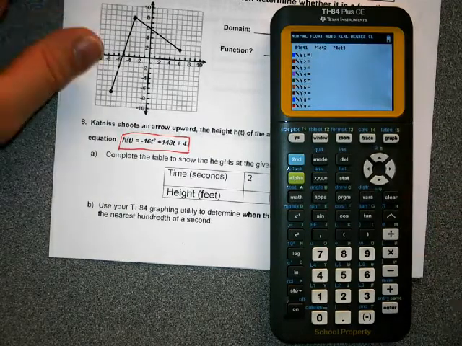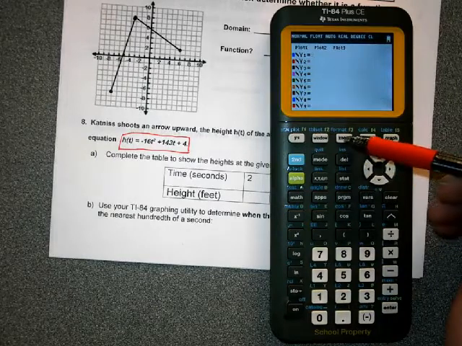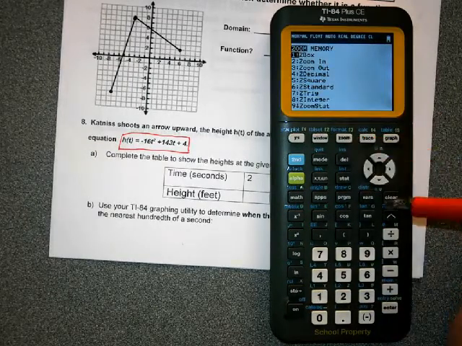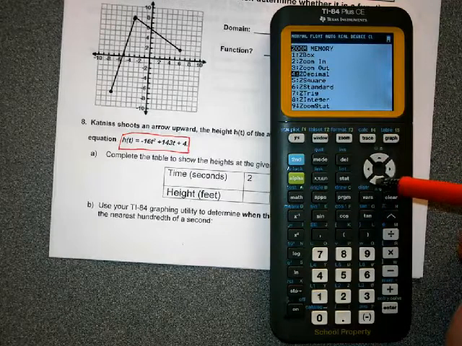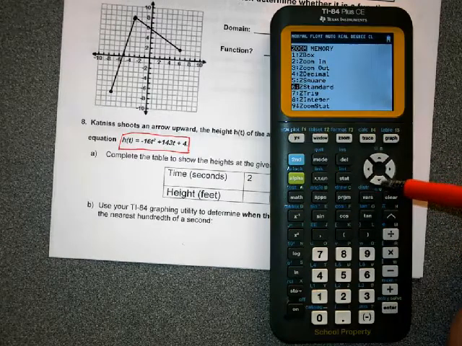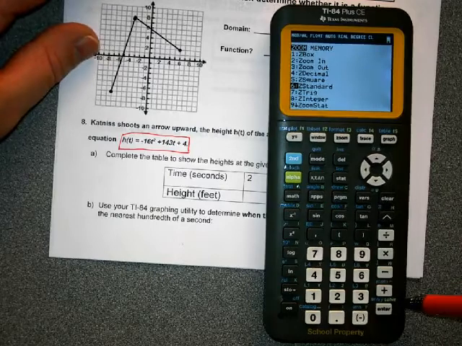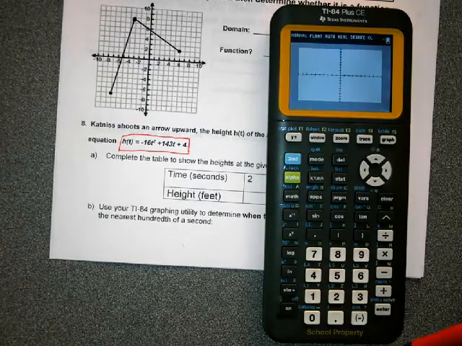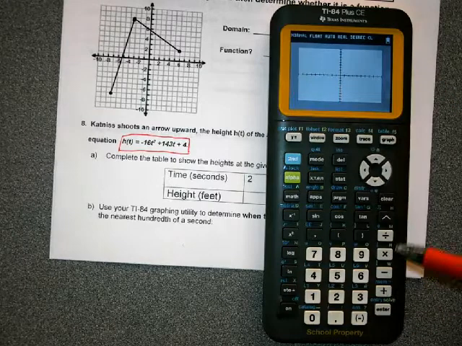Okay? Next thing you're going to want to do is hit the zoom key. Make sure you're in zoom standard because those AP Stat students are going to change the windows on you. Hit enter and make sure you go back to your default graph. Okay?